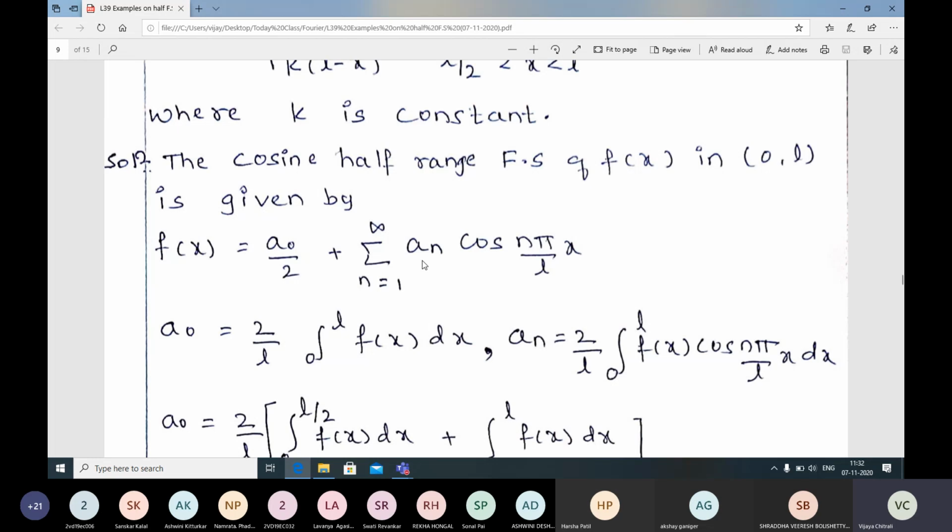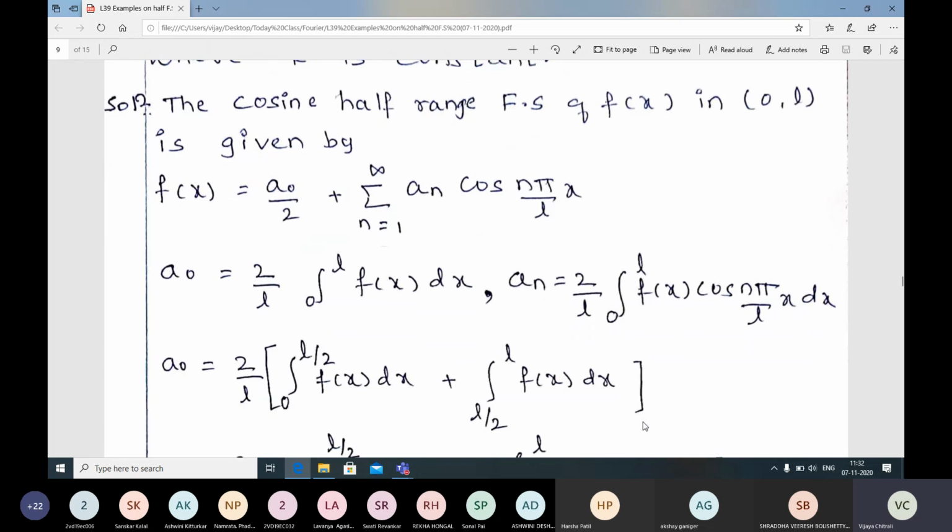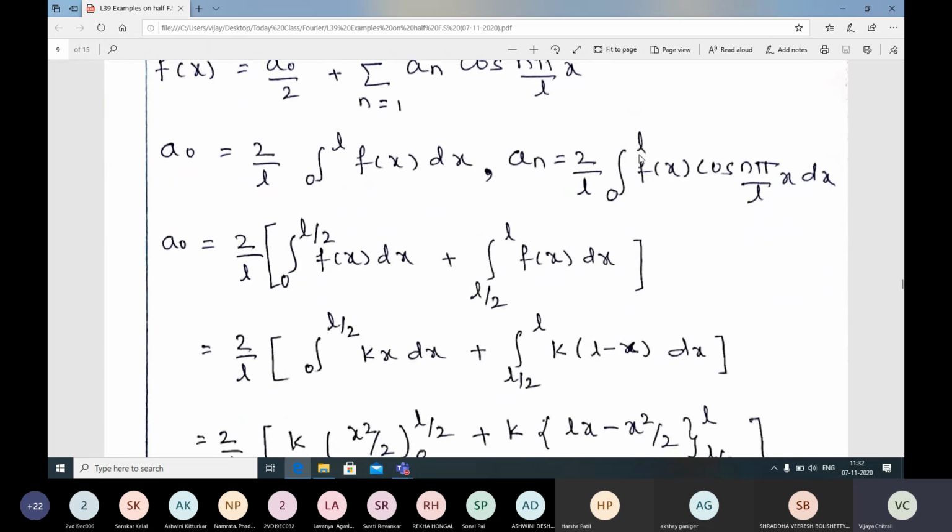So a naught is equal to 2 by L integration from 0 to L f of x dx, and an is equal to 2 by L integration from 0 to L f of x cos n pi x divided by L dx. Now we need to find a naught and an. This is a discontinuous function. We cannot write f of x directly because this 0 to L interval is divided into two sub-intervals, 0 to L by 2 and L by 2 to L.